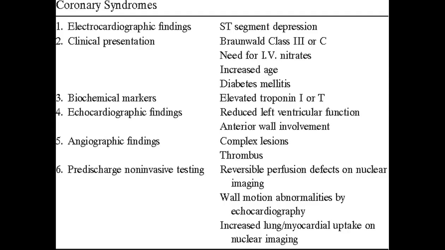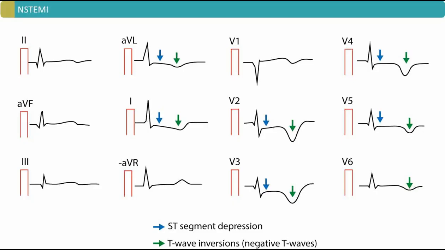EKG changes: abnormal Q waves and ST elevation versus ST depression or transient changes. In differentiating between myocardial infarction (MI) and unstable angina (UA), electrocardiogram (EKG) is a vital diagnostic tool. With MI, EKG predominantly shows abnormal Q waves and ST elevation, hallmark signs indicating that a portion of the heart muscle has suffered significant damage and necrosis. This pattern is a medical emergency, often necessitating immediate revascularization.